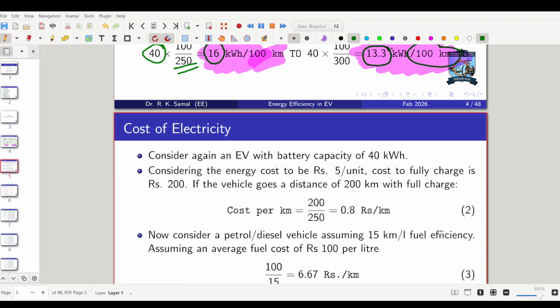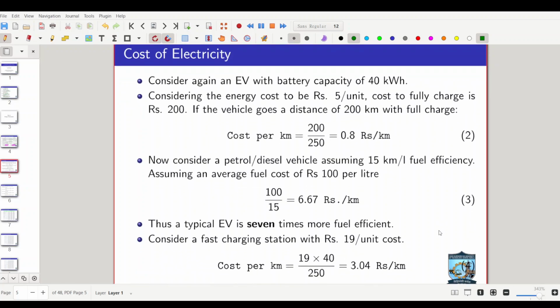Now we will formally calculate this cost. We will consider again the EV with a capacity of 40 kilowatt hour, or 40 units. Again, considering 5 rupees per unit, the cost to fully charge will be about 200, right? That is 40 into 5, 200. If the vehicle goes a distance of 200 kilometers with a full charge, I am taking a very conservative amount.